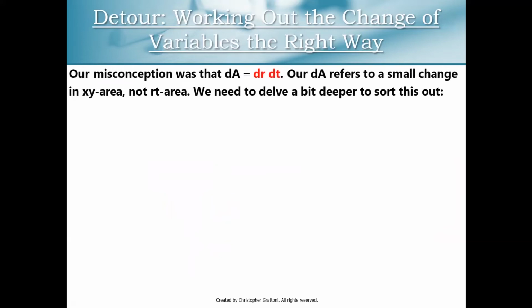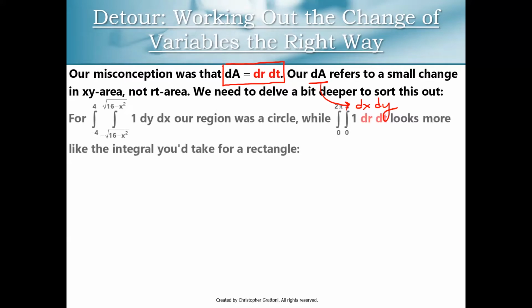And mainly what was going on is that we said that dA is equal to dr dt, but that's not true. dA was dx dy. dA is something that exists in xy space, and it's a small change in x times a small change in y, or vice versa. But dr dt doesn't really fit with that. So we have a little bit to fix.